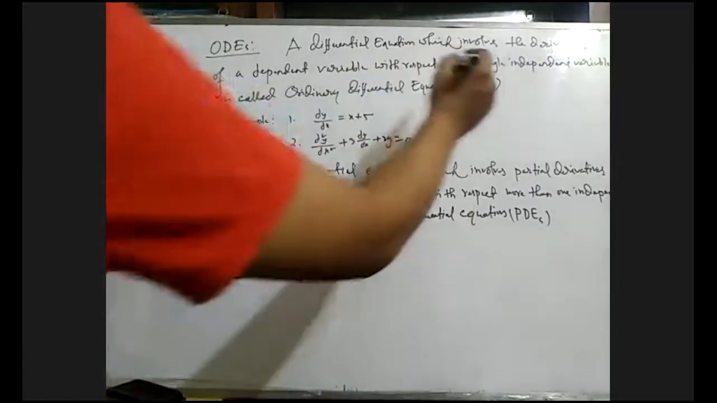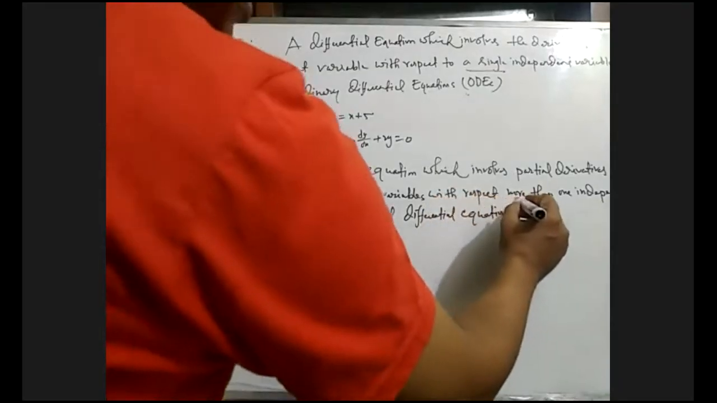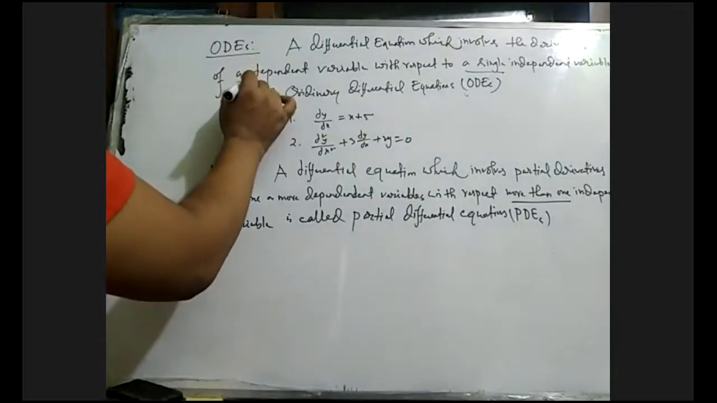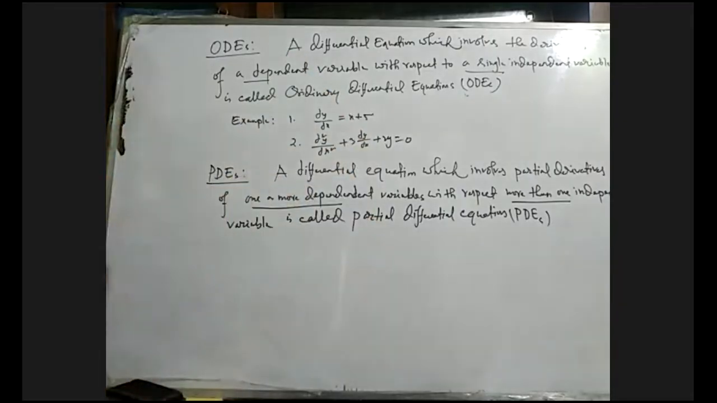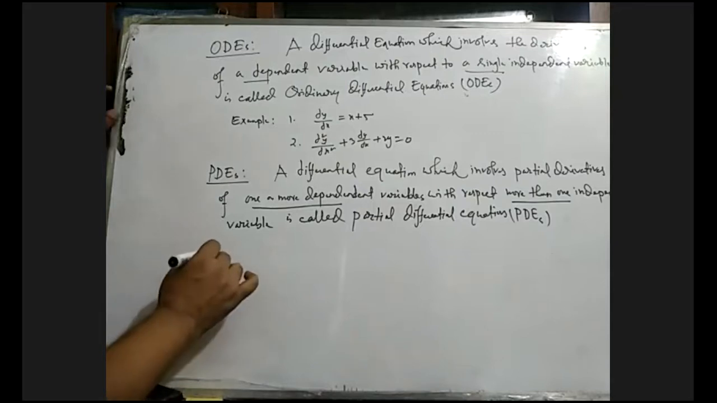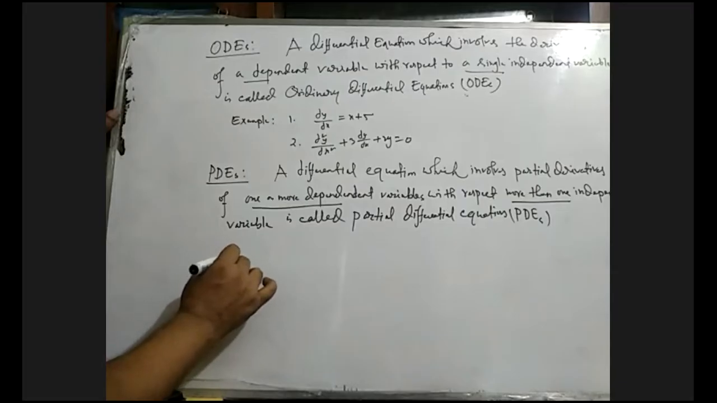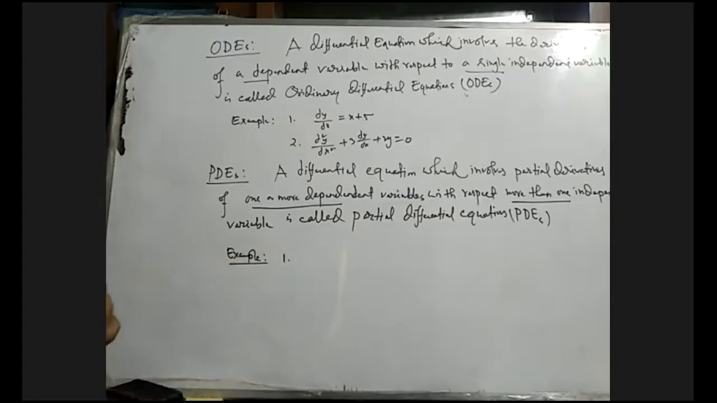Remember this: ordinary will be single, but here there is more than one independent variable. This is the basic difference between ordinary differential equations and partial differential equations. For example, the heat equation and the wave equation are partial differential equations. Heat equation, or what will be?